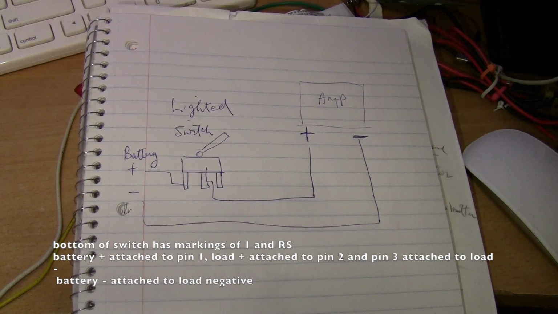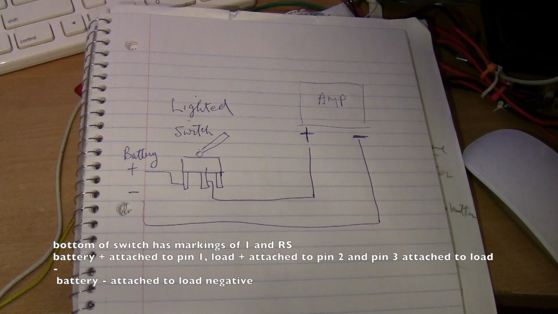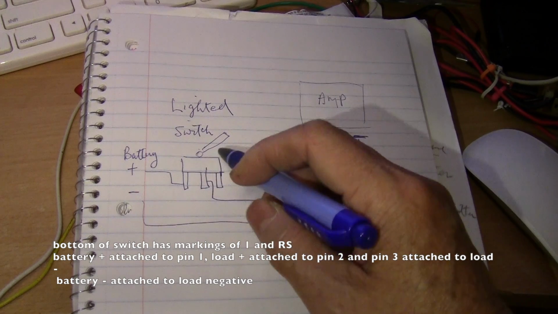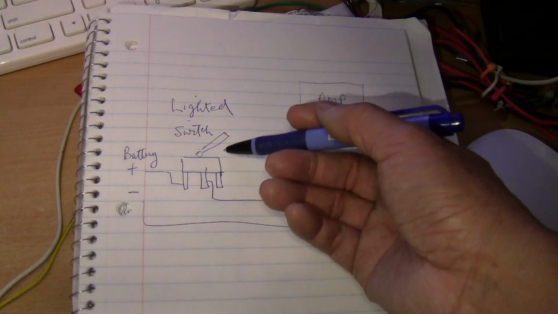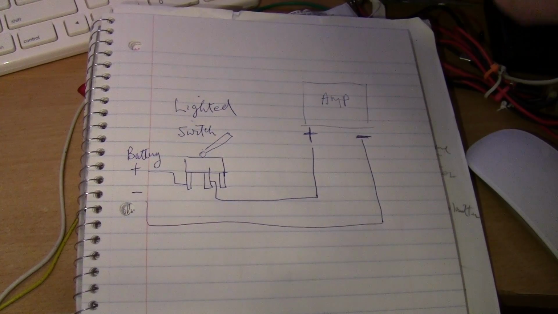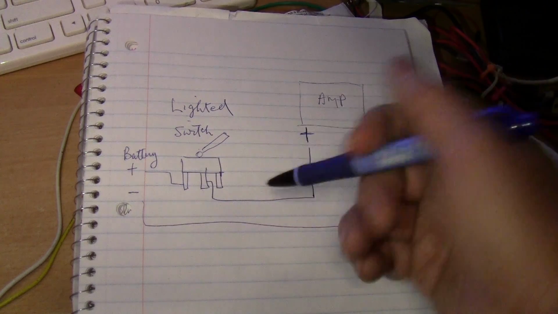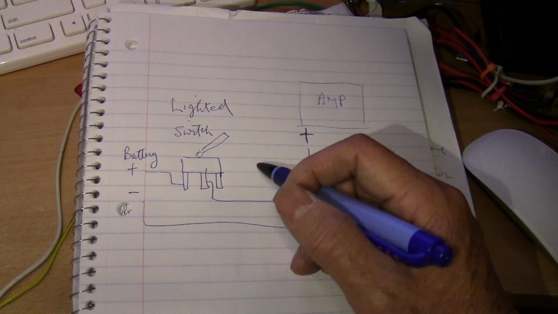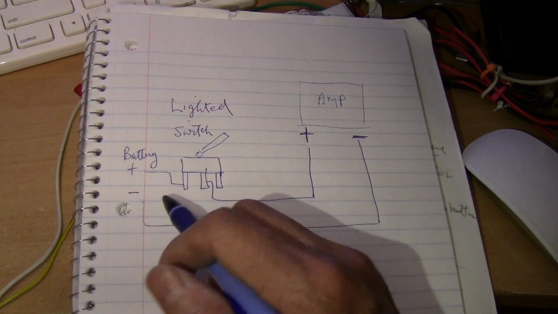I got a lighted switch from Radioshack, and it has three contacts, and I wasn't sure how to wire it. Supposedly when you flip the switch on, the amp or your load would go on and the light would come on, and you flip the switch off, your amp and your light would go out. With the switch, you have three contacts. I didn't know which goes where. After some trial and error, this is what I found out.